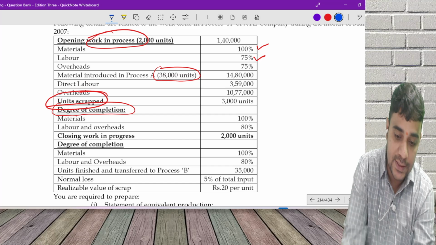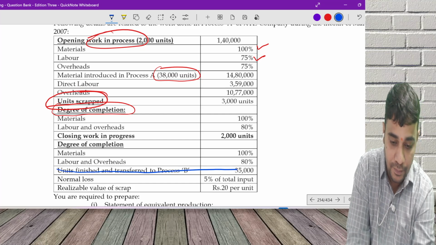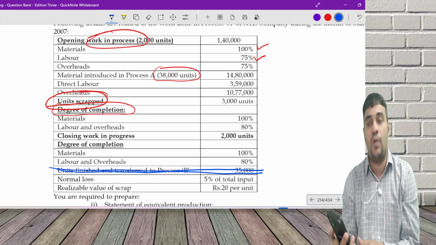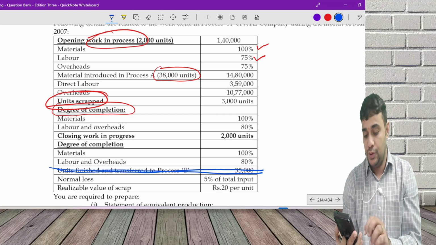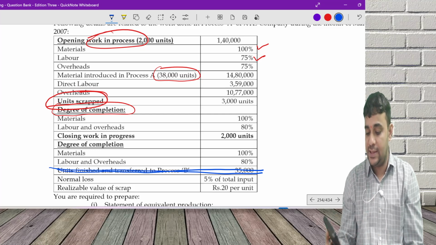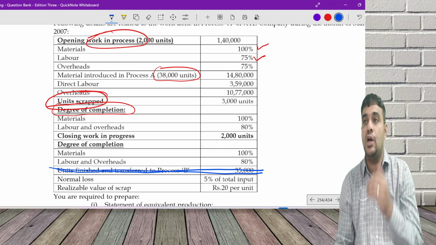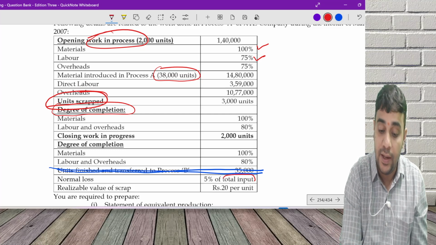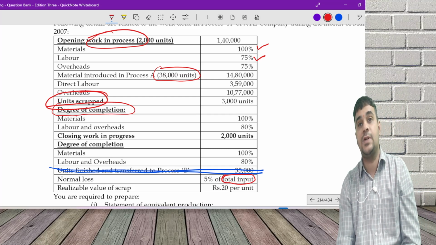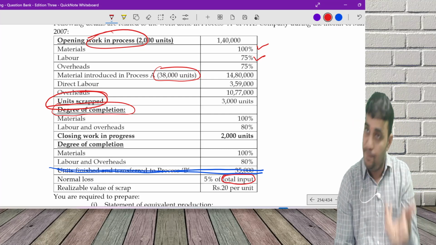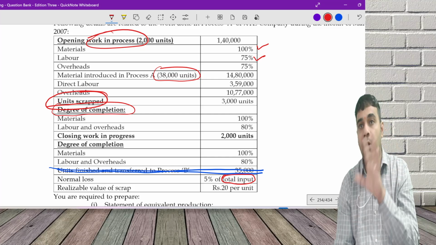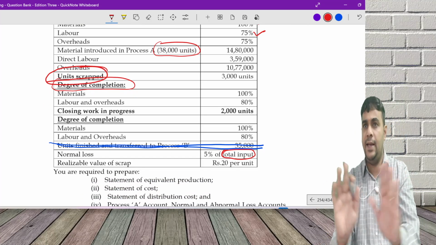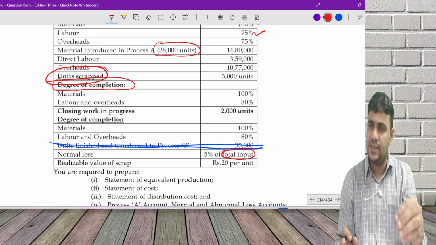I want you to delete this information from the question. This is right information only, but assuming this was not given, what will happen is what I want to explain. Units transferred, assuming this data is not there. Normal loss, what is the wording there? 5% of, very critical, because here I have opening stock and closing stock. I want to know whether it is on input, total input, or process production.